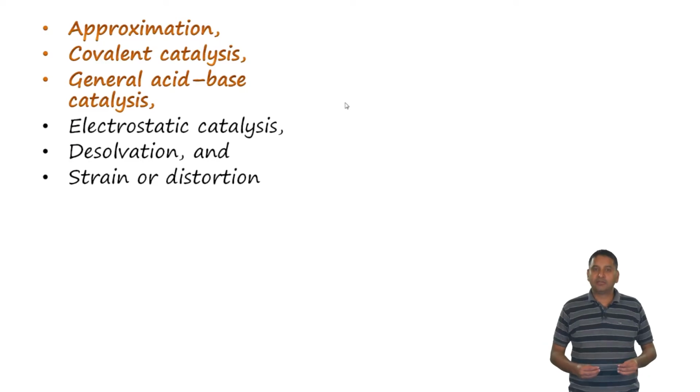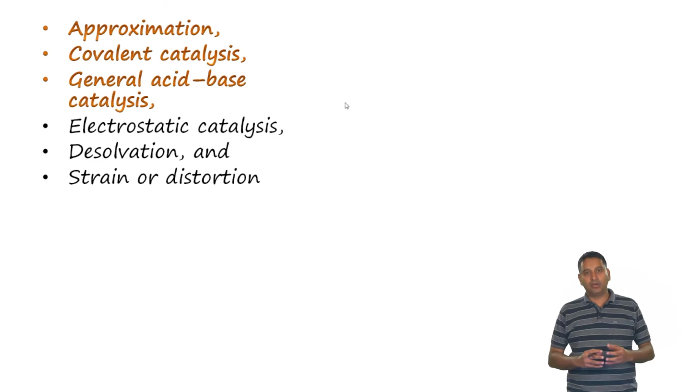We have looked at various mechanisms of catalysis by enzymes. So, we first looked at approximation, in which the substrates, the two reacting molecules, are brought close to one another in a very preferential manner, so that the reaction can occur.